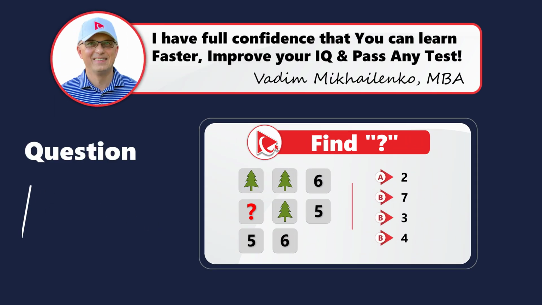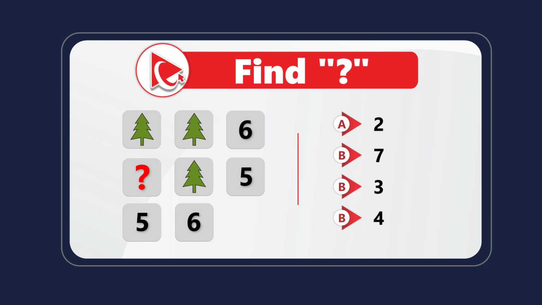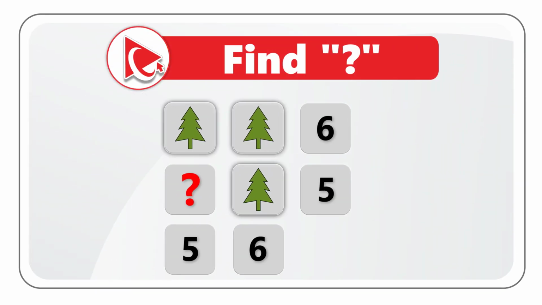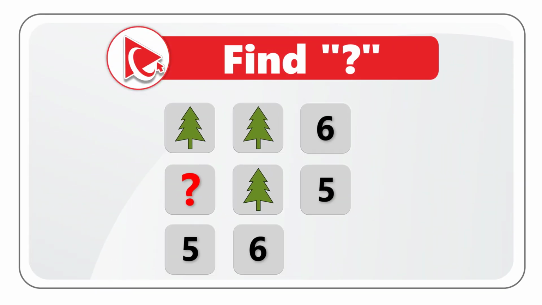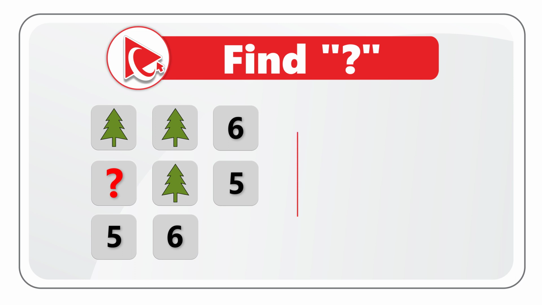And now I have a surprise question for you. You're presented with a 3x3 matrix, which contains evergreen trees, numbers, and a missing number represented by the question mark. You need to calculate the question mark and select the right answer out of 4 possible choices. Choices A, which is represented by number 2, B, number 7, C, number 3, and D, number 4.